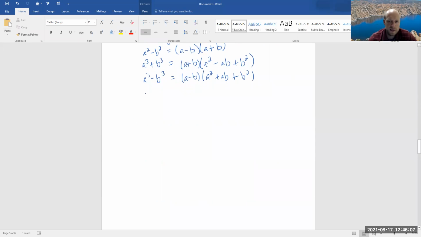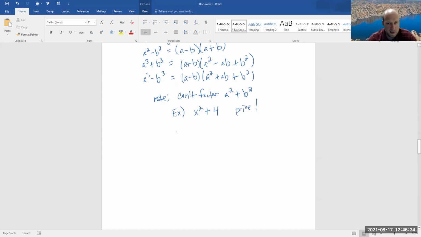Now, just a note here that there is no sum of two squares, right? So note that we cannot factor a squared plus b squared. Okay, so for example, here, x squared plus 4, that's prime.